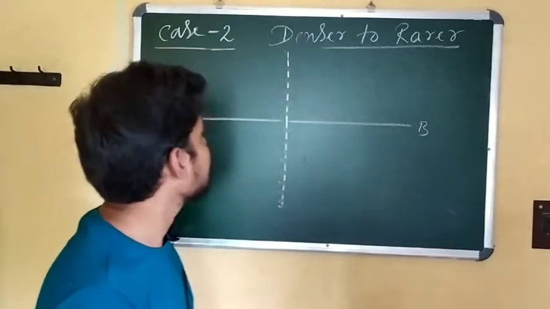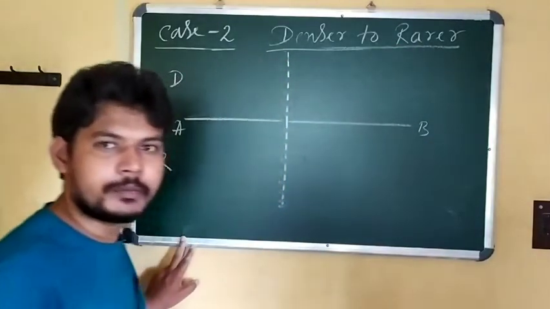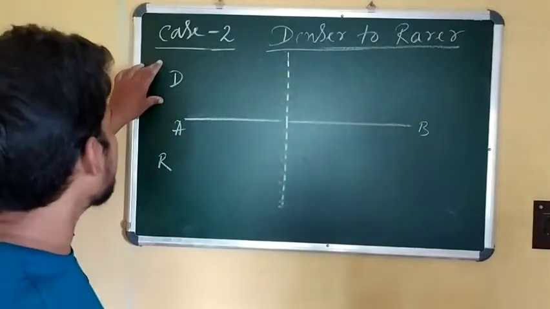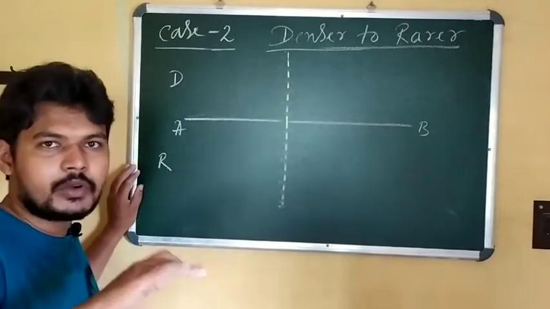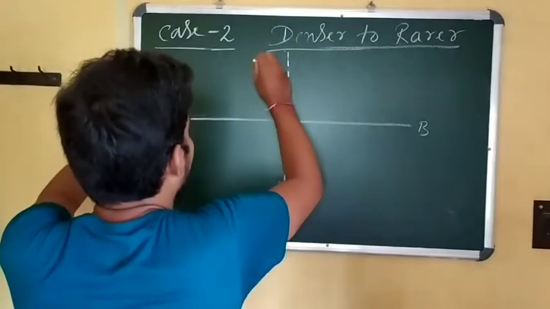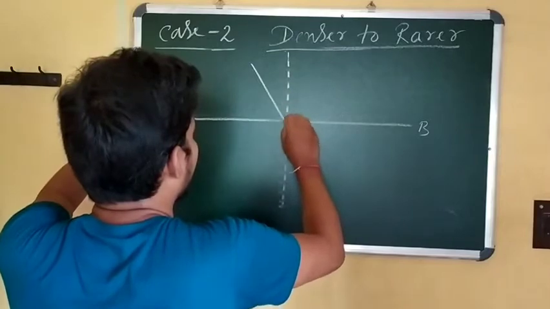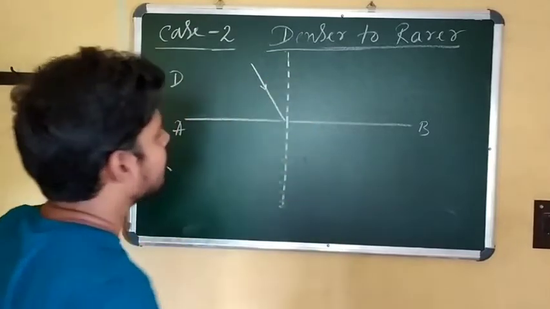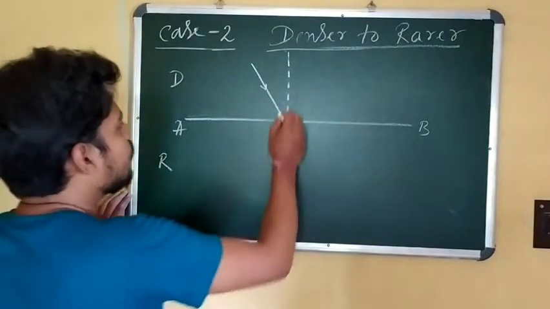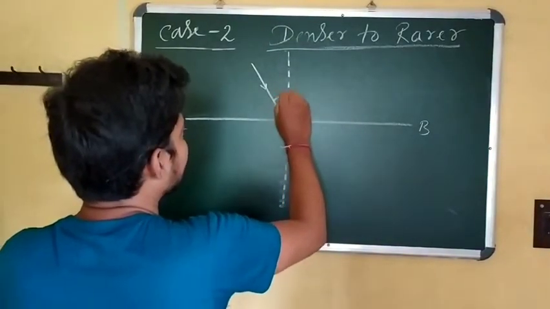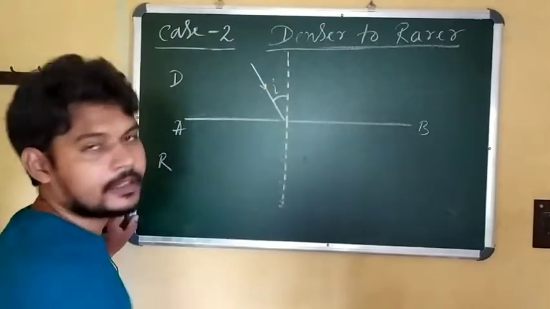Now students, let's see what happens when light moves from denser medium to rarer medium. Here that is the denser medium, that is the rarer medium. The line AB indicates the boundary surface. Now here light is coming from denser to rarer medium and, as you know, the number of collisions in the denser medium is higher than in the rarer medium. So that is the incident ray, and the angle between the normal and the incident ray is represented by I.